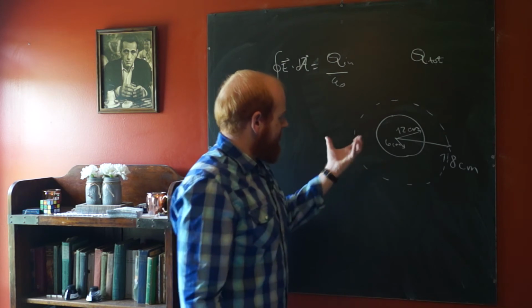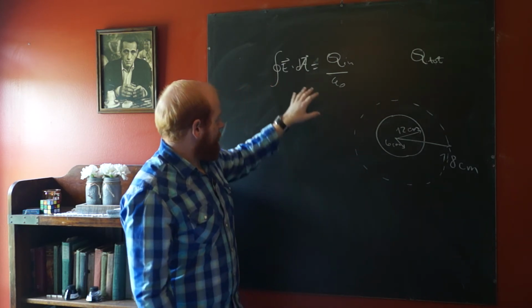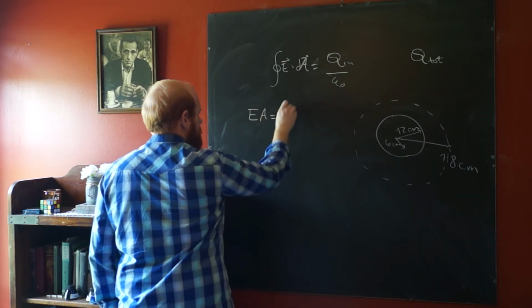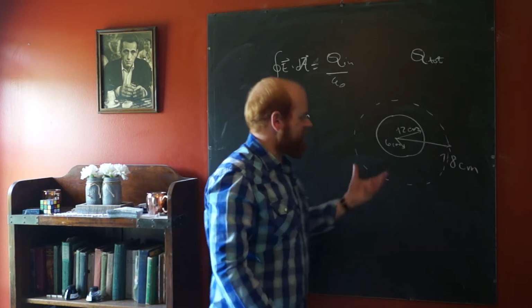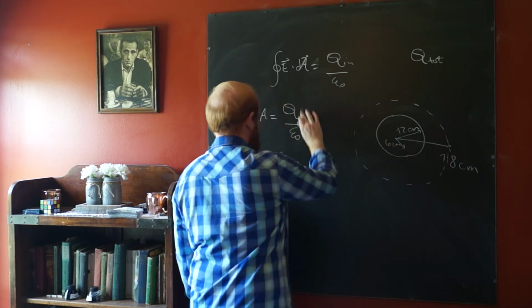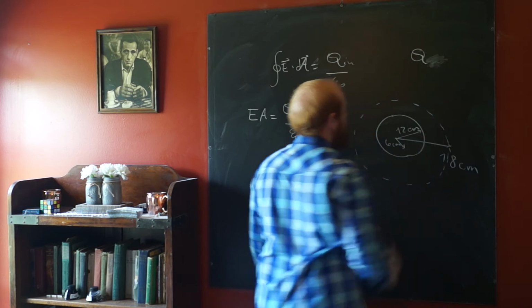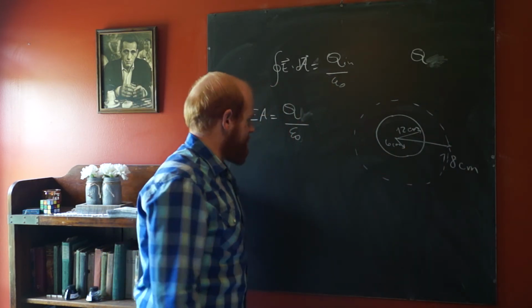Okay, so if we imagine a Gaussian sphere at 18 centimeters, we're going to get E times A equals Q inside over epsilon naught. And Q inside at 18 centimeters, because it's outside of the sphere, is going to include the entire charge of that sphere. So Q inside is just going to be, I guess I'll call it Q total. That's just Q, the Q for the original sphere.